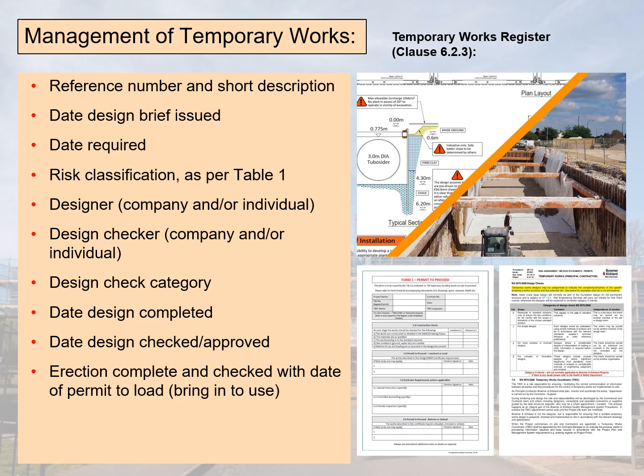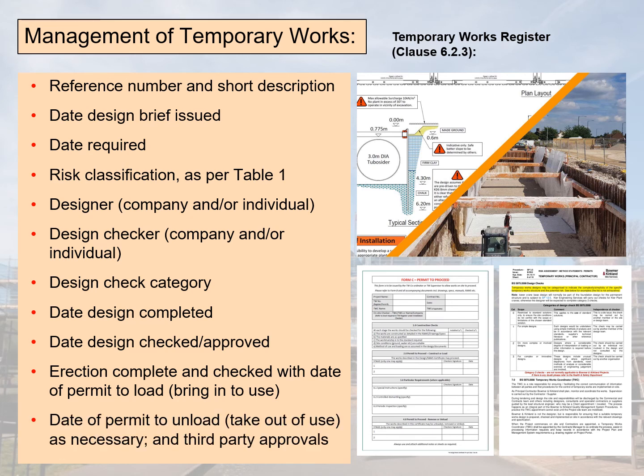The erection completed and checked, the date the permit to load was issued, the date the permit to unload was issued and the date it was taken out of use, and any third-party approvals. These do not all need to be identified on the front cover or the running register at the front of the folder. These can be included within the individual sections behind, with the basic information you require at the front. This is down to how the company wishes to manage the process, but best practice is that these areas are included.